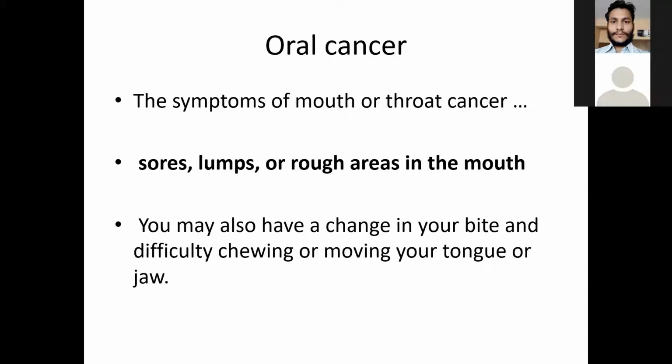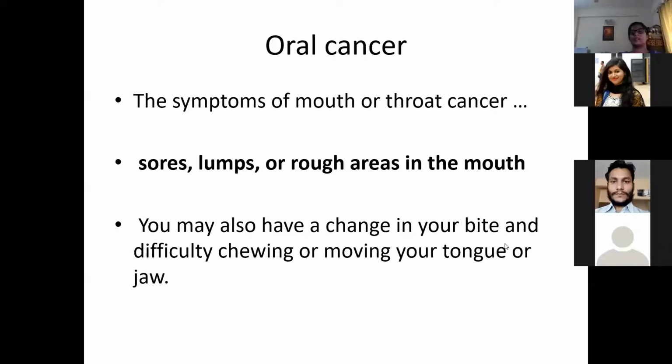So what are the symptoms of oral cancer? Symptoms of mouth or throat cancer: sores, lumps or rough areas in the mouth. These are some of the symptoms of oral cancer. We may also have a change in the bite, and there may be difficulty in chewing or moving the tongue or jaw in this kind of oral cancer.